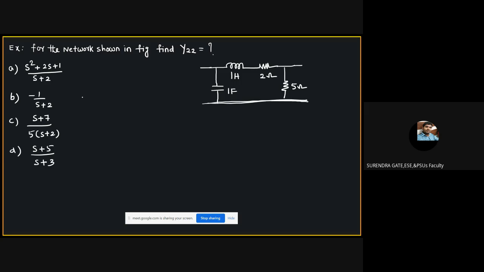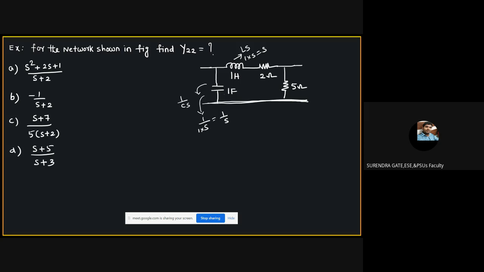But these options are given in terms of Laplace transform. So for the inductor, the Laplace transform is L into s, that is 1 into s. For the capacitor, the Laplace transform is 1 by Cs. C is 1 farad, so that is equal to 1 by s. I'm talking about the impedances. Now, this is the impedance.